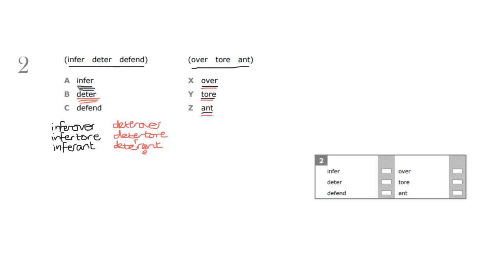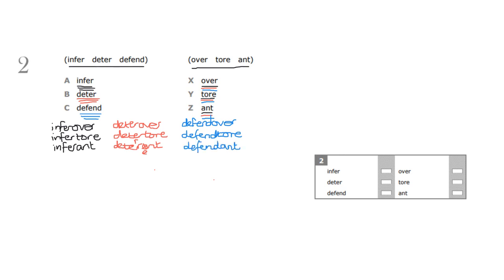So now we need to move on to the third word of the first group of words. So defend and over, defend over. This is not a word, so moving on, defend and tor, defend tor. This is not a word, so defend and ant, defend ant. So this is a word.